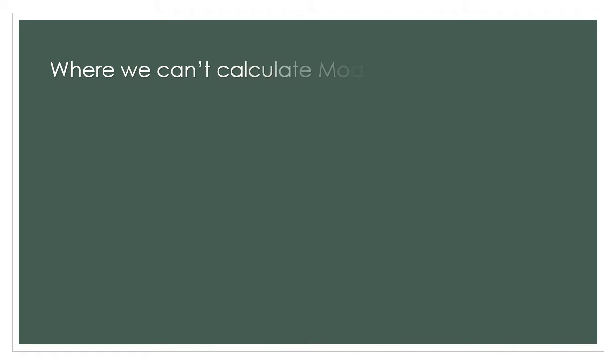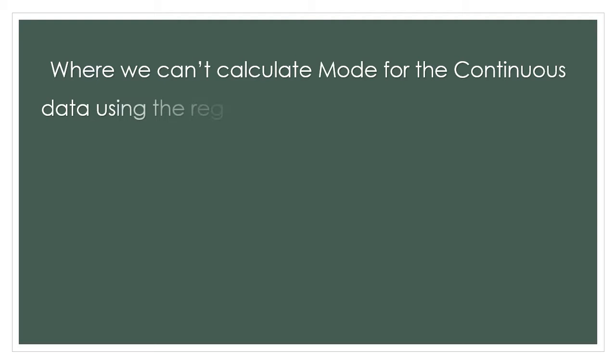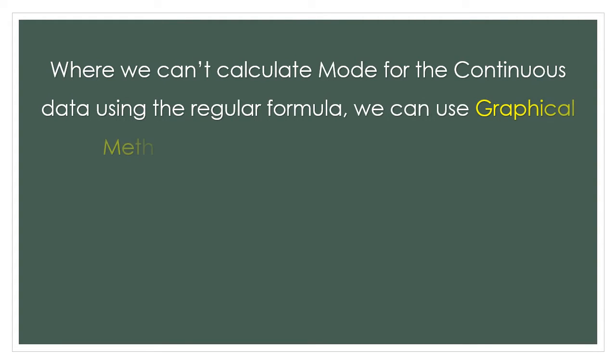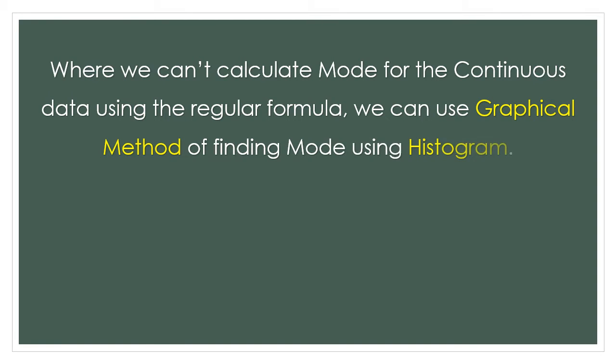Where we can't calculate mode for the continuous data using the regular formula, we can use the graphical method of finding mode using a histogram. Now I am sure that you have not actually learned anything about a histogram or how to calculate a histogram. I will also explain that here.